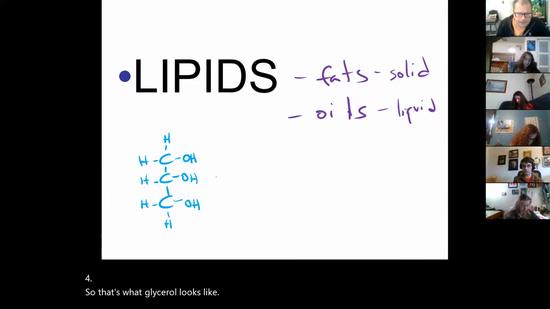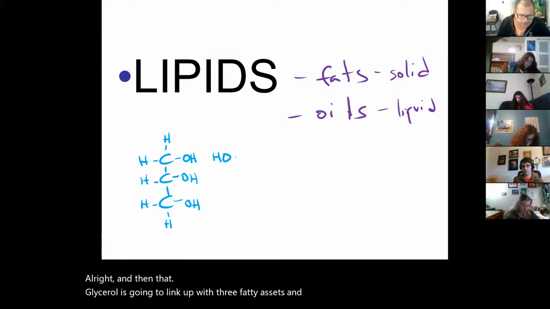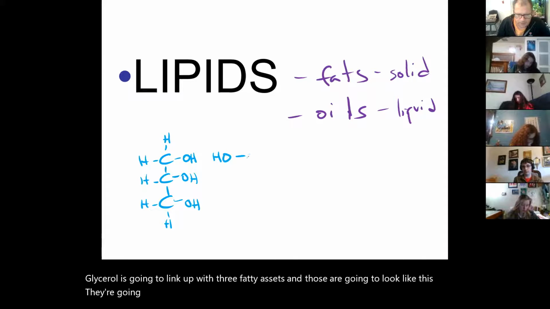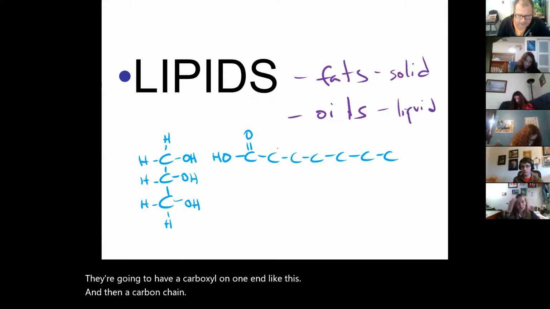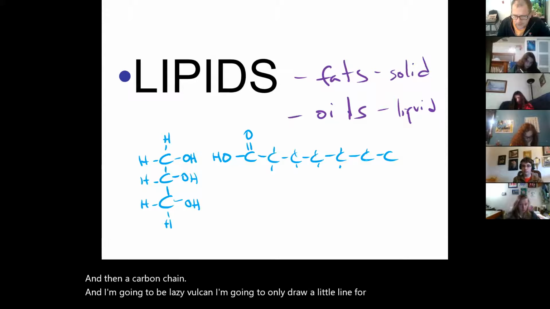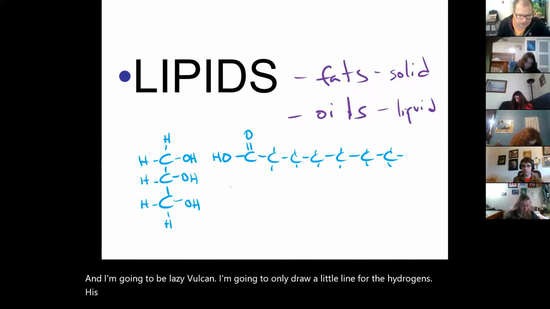All right, and then that glycerol is going to link up with 3 fatty acids, and those are going to look like this. They're going to have a carboxyl on one end like this, and then a carbon chain. And I'm going to be lazy and only draw a little line for the hydrogens, because otherwise this takes really long. And so then I have 3 of these that are going to link up here.